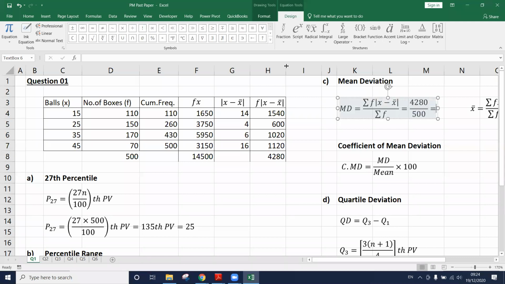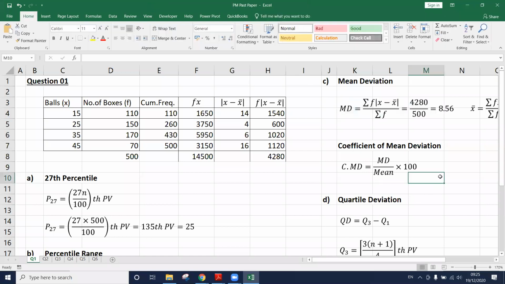So look at the mean deviation. 4,280 over 500 is 8.56. 8.56 should be the answer for the mean deviation. Remember in your exams, don't first draw these columns. First see what is required. What is being asked? Based on that formula, we can decide what columns we need.